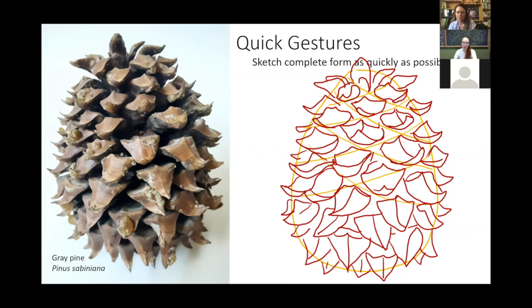And pretty much all plant parts can be simplified into these geometric forms. And the more often you do it, the easier it gets for you to see those simple shapes that you can use as guides. Yeah, it's very helpful.